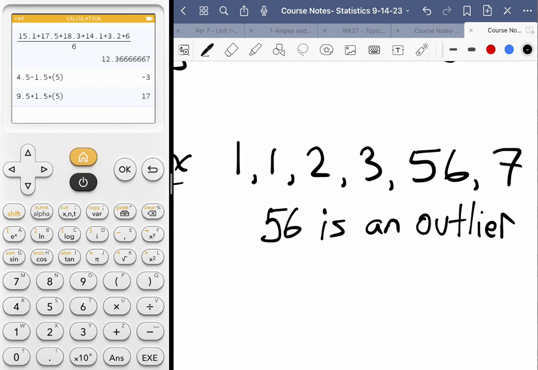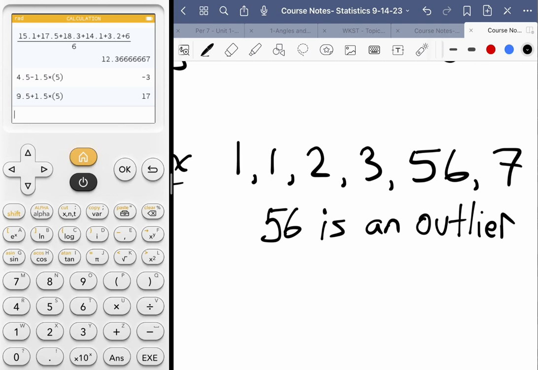But is it inappropriate to have in the data set? Well, in its current form, sure. But the way that the rest of the data is organized, 1, 1, 2, 3, then 56, then 7, it's increasing in every other aspect.